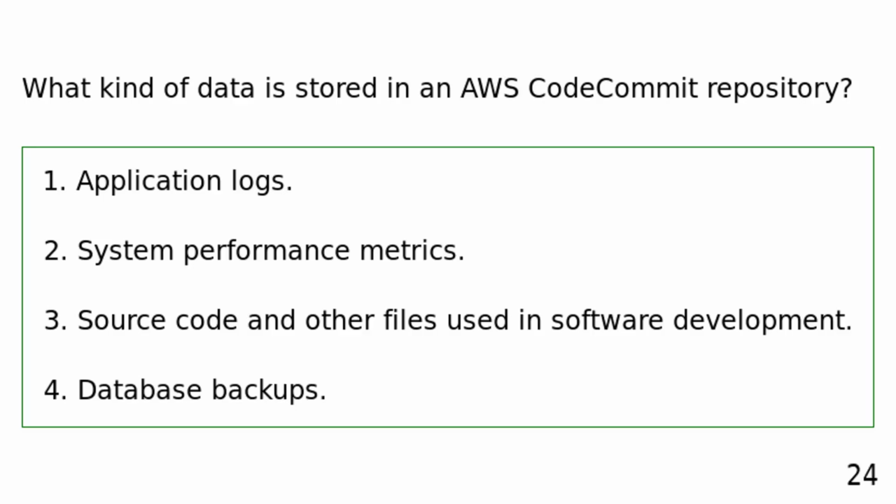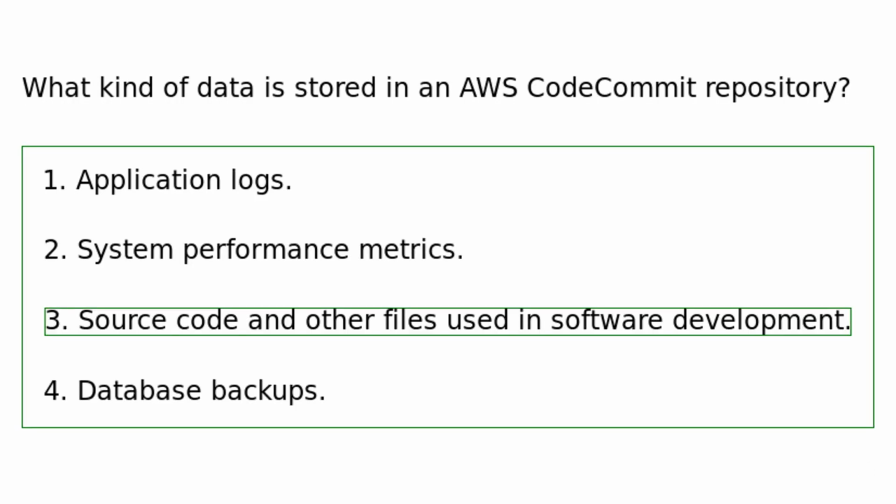What kind of data is stored in an AWS CodeCommit repository? Application logs. System performance metrics. Source code and other files used in software development. Database backups. AWS CodeCommit repositories are used to store source code and files related to software development.